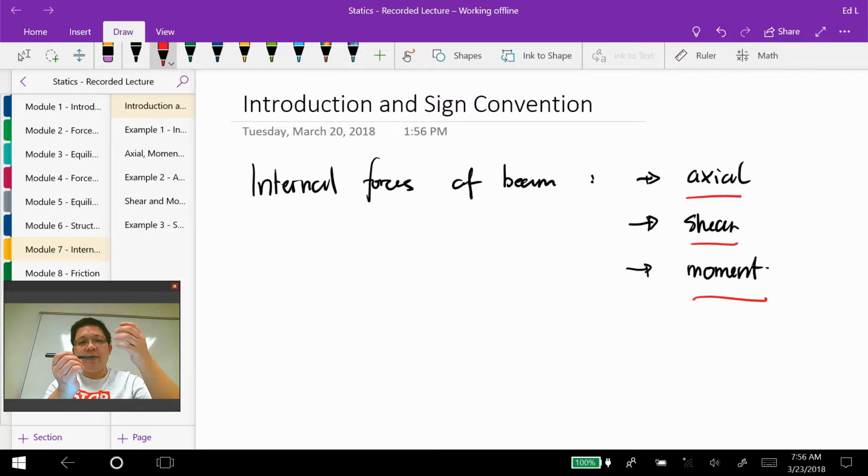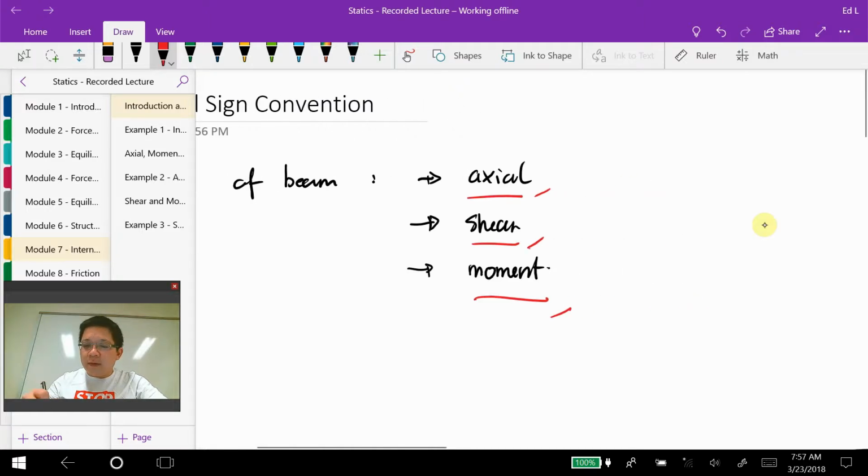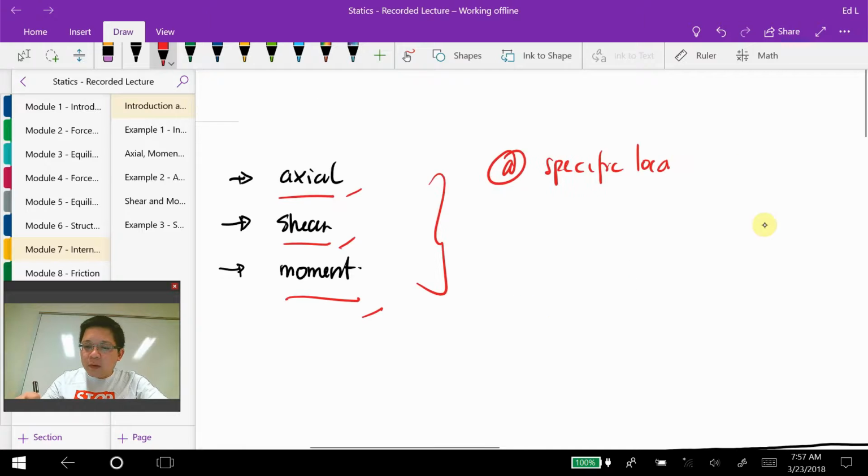So I repeat again. These internal forces occur internally in a beam that is properly constrained from its rigid body motions, and then it is subjected to applied loads. In this module we will learn how to calculate these internal forces, axial, shear, and moment, at a specific location, and also along the beam.